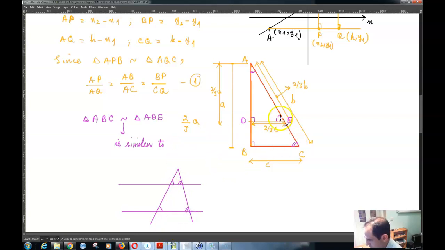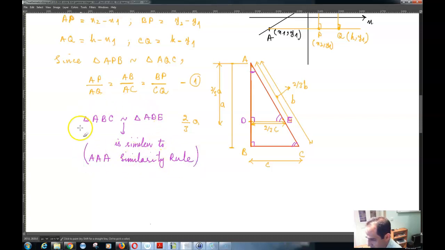So based on that, you can say that these 2 angles are equal, and this angle is of course equal to itself, common between the 2 triangles. And then based on that, you can say that the triangle ABC is similar to triangle ADE based on the angle similarity rule.